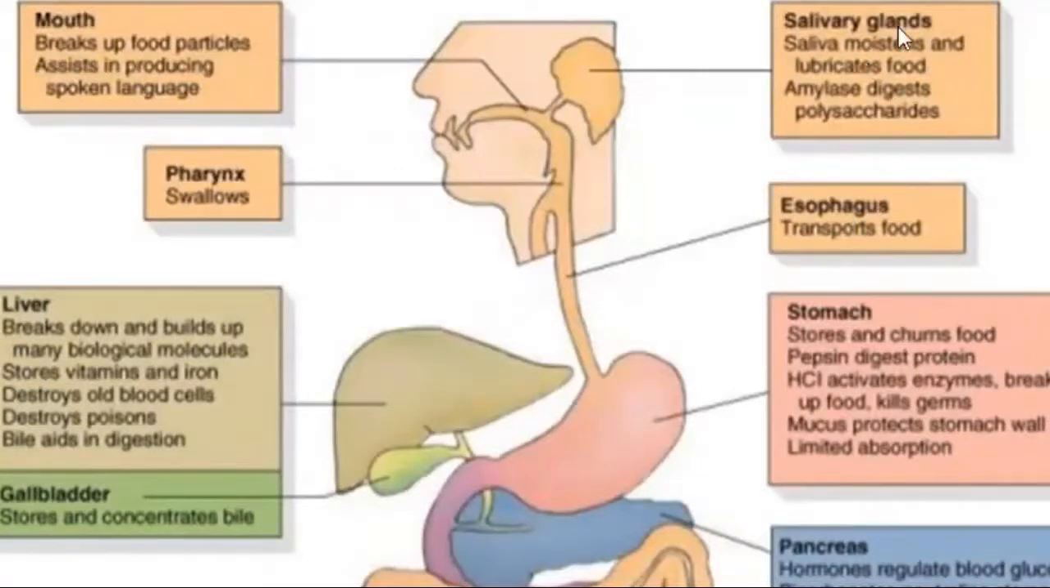The first one is the salivary gland. The salivary gland produces moisture. Number 1, moisture. Number 2, it produces an enzyme called amylase. This one is very important in digesting the food. It converts starch into maltose.